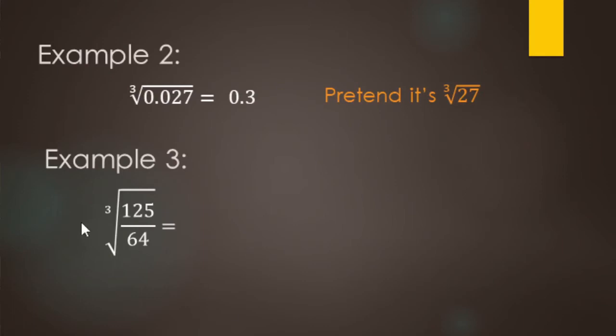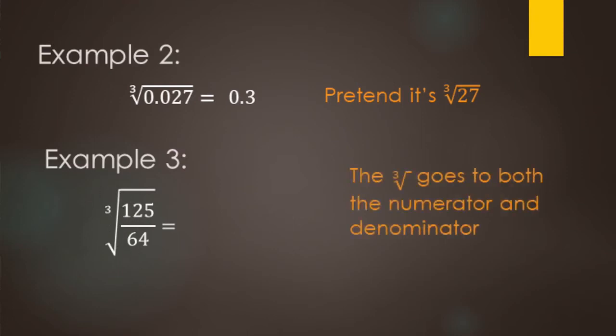Now let's look at cube root of 125 over 64. This cube root does have a quotient to a power type property. So it's actually going to go to both the numerator and the denominator. So we can do cube root of 125. 3 of, it's got to be the same number. 3 of what number multiplied together makes 125? Well, that's going to be 5. 5 times 5 times 5 makes 125.